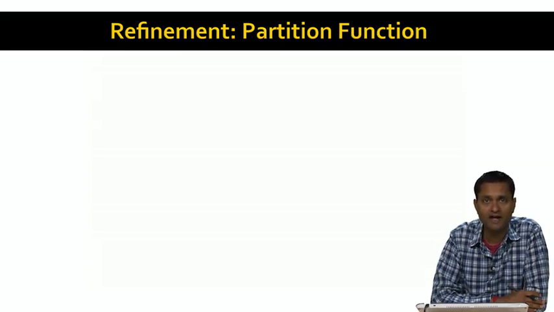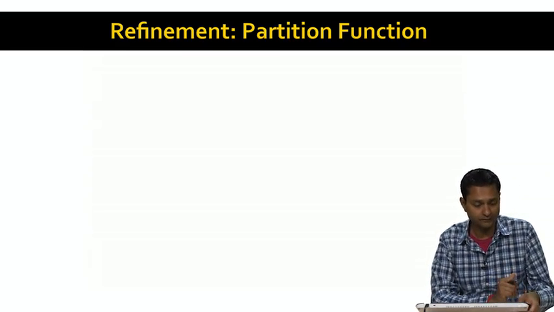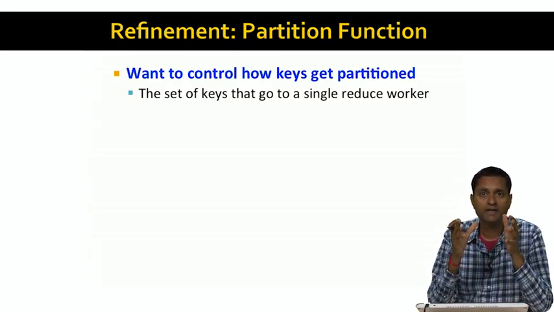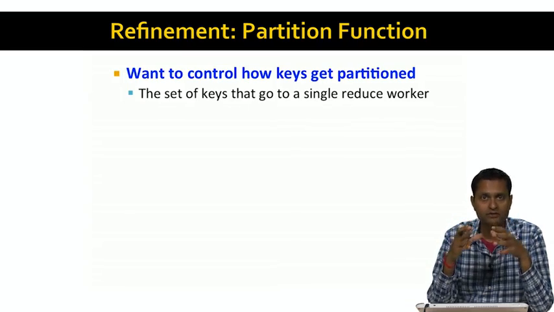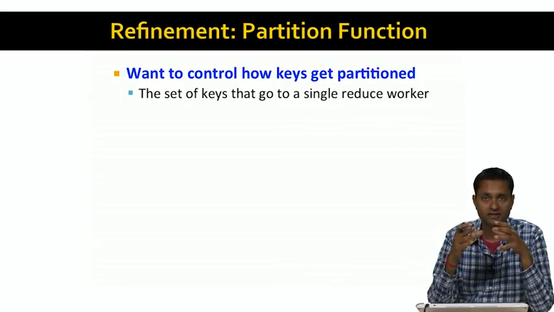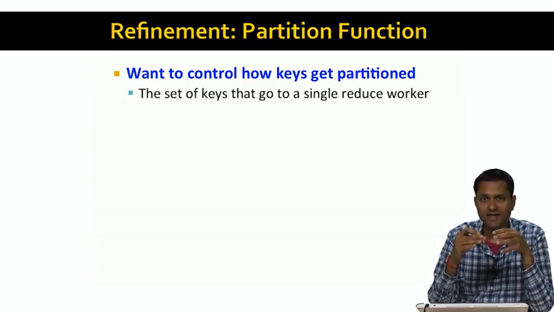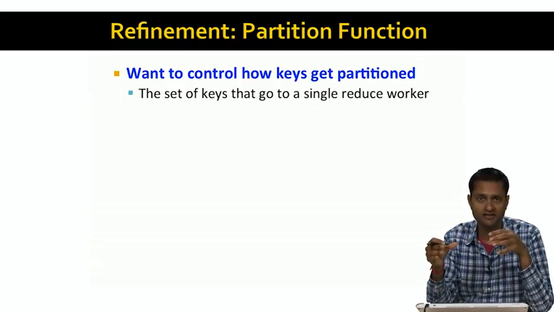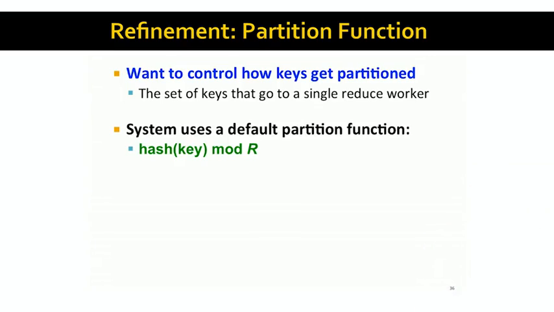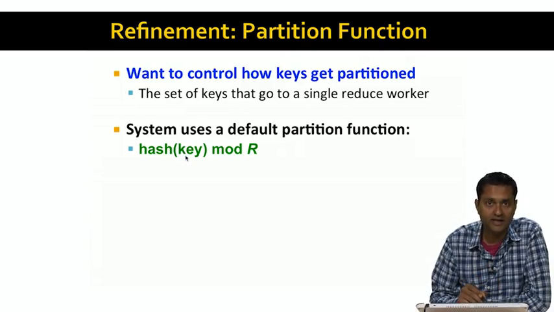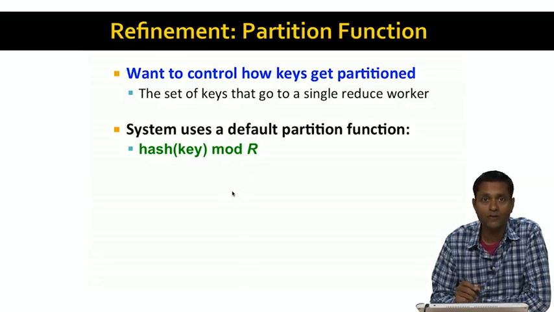The next refinement we're going to look at is the partition function. Now, remember that the MapReduce infrastructure uses a hash function on each key in the intermediate key value set. And this hash function decides which reduce node that key gets shipped to. The MapReduce system uses a default partition function, which consists of hashing the key using a predefined hash function, and then taking the result modulo r. Now, this gives a number from 0 to r minus 1, which decides which reducer the key is sent to.